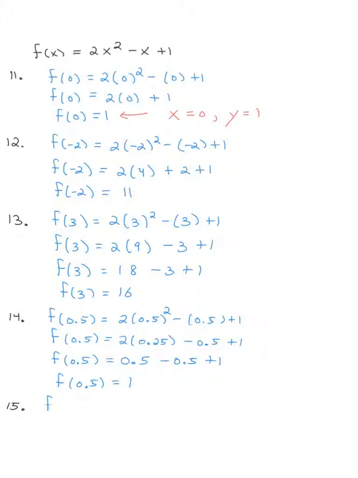To solve f of 1 minus 2, it is completely okay to rewrite this problem as f of -1. Simplify the 1 minus 2 and then plug that brand new number into the function. When we do this, that is 2 times -1 squared minus -1 plus 1. This is 2 times 1 plus 1 plus 1. That's 2 plus 1 is 3 plus 1 is 4.